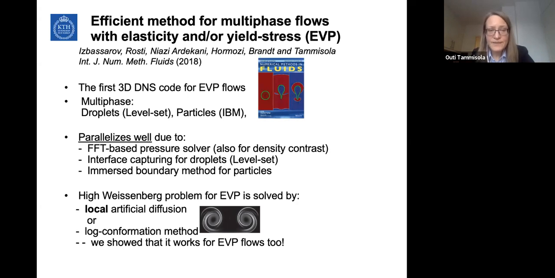And this can be solved in different ways. Artificial diffusion has been a common way. In this group, with Luca, we have developed a local artificial diffusion, which only introduces diffusion where it's needed. You see it in this figure here, without smearing out all the features in other places. The second way to solve it is the log conformation method, which is also a well-known method for viscoelastic flows. And we have implemented it for elastoviscoplastic flows and shown that it also works for those.